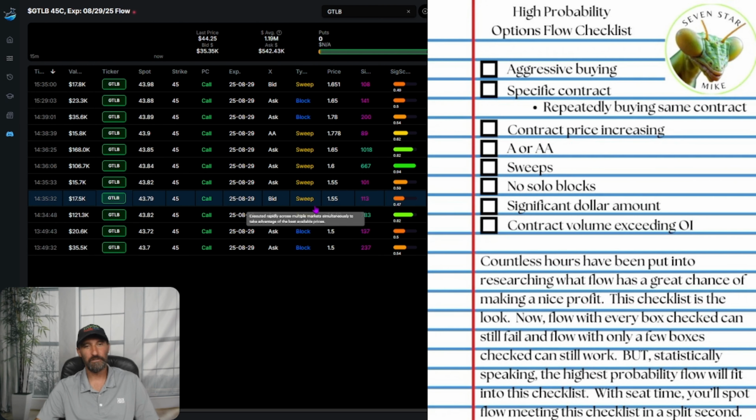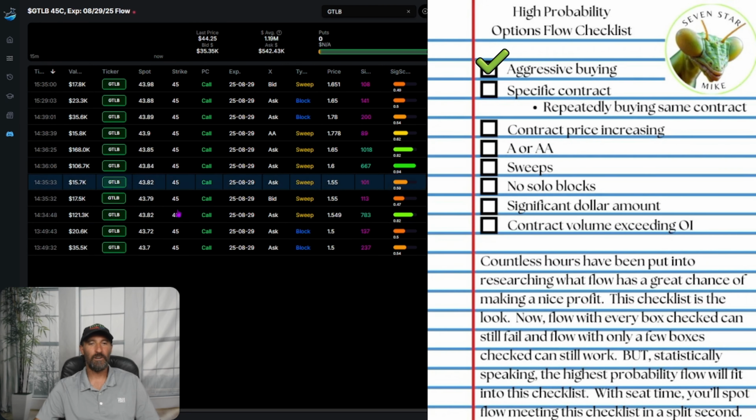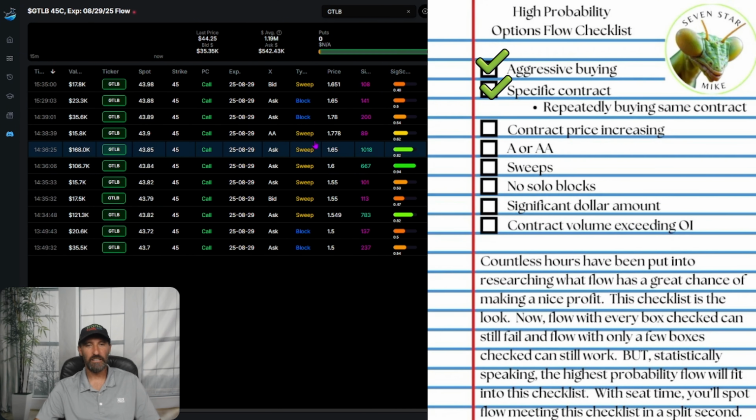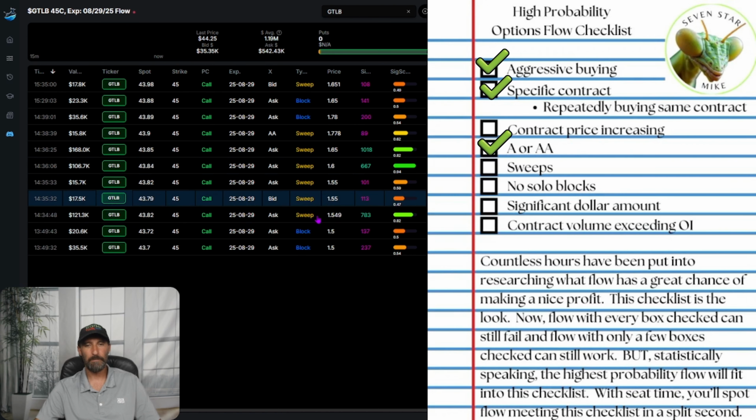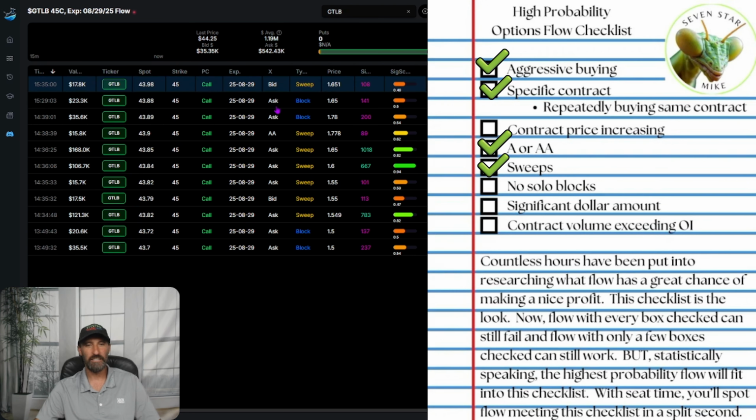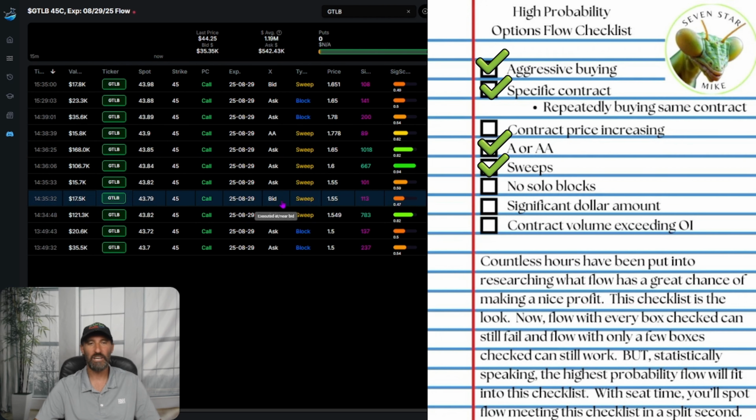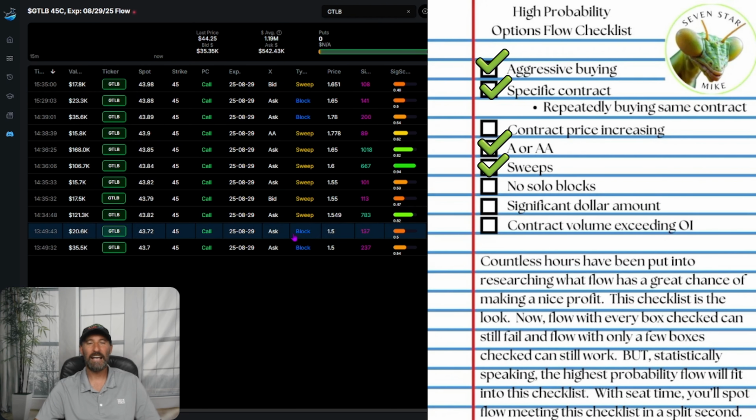So that's pretty aggressive. Specific contract, these are all isolated to the $45 calls. Ask and above ask sweeps. You can see in this portion here, these are ask side sweeps. Yes, there are some blocks in there, and yes, there are a few bid sides, but those don't scare me away. This is the majority ask side sweeps. That's telling me these are opening transactions.